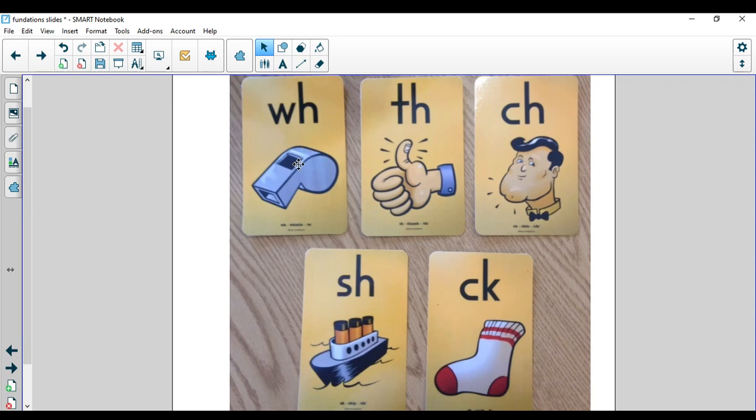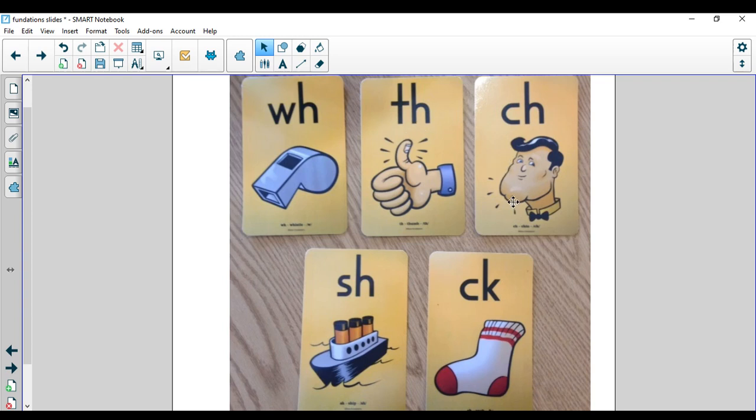WH whistle W. The next one that we can see here is TH thumb. Sometimes when we hear a TH sound, as we've talked about in class, and we put our hand over our throat, we can hear a voiced sound where it says TH. So two sounds for TH. TH thumb, the unvoiced sound, and TH, the voiced sound.